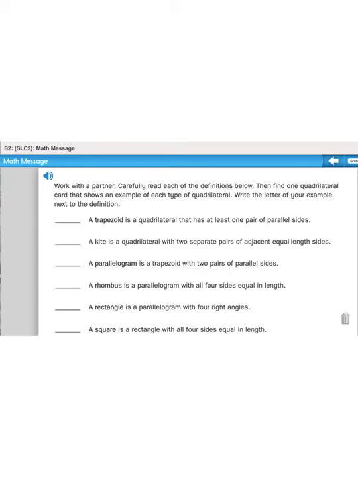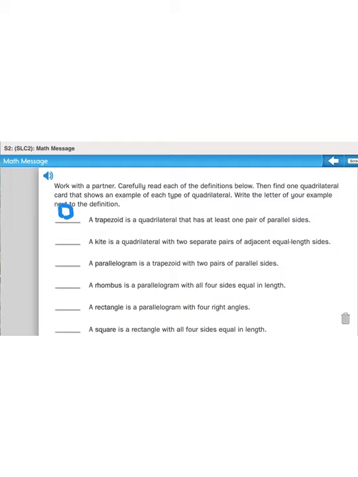All right, now that you've had time to do that, let's work through it together and see what you decided. So the first one says a trapezoid is a quadrilateral that has at least one pair of parallel sides. Now remember, if something is parallel, that means they're always the same distance apart. So it's two lines that are never going to run into each other. So for a trapezoid, you could have put, and remember there could be several answers for this, I'm just giving you examples, quadrilateral D for that one, because letter D is definitely a trapezoid. It has at least one pair of parallel sides.